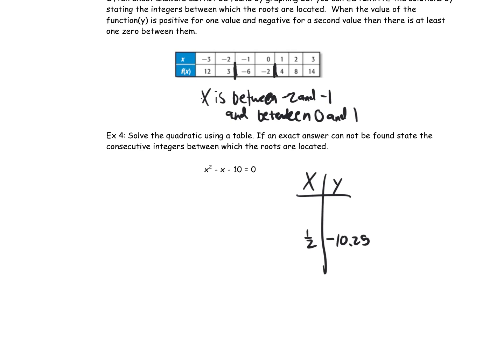So if I go with 0, negative 1. We'll go with 1 and 2. See if we can't figure out where some zeros are. So if I run 0 through the function, I get negative 10. And so obviously if I run 1 through the function, I'll get negative 10. Let's see, if I run negative 1 through the function, negative 1 squared is 1. Minus negative 1, so that's going to be plus 1, so that's going to be 2. 2 minus 10 is negative 8. That'd be negative 8.